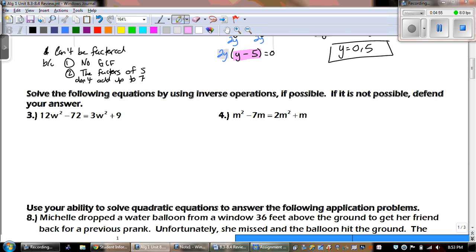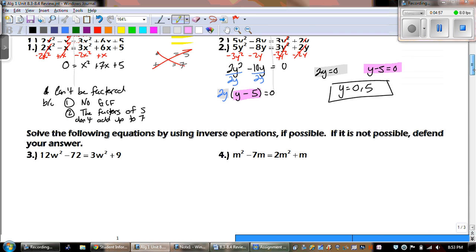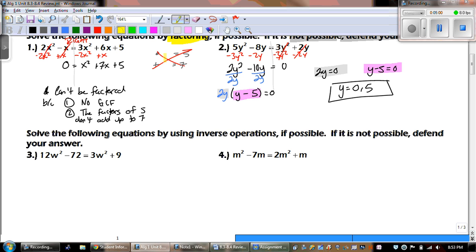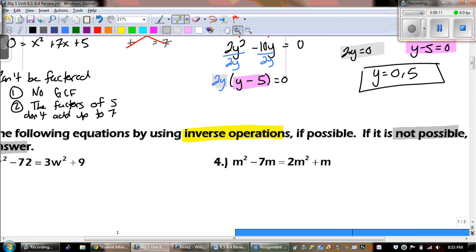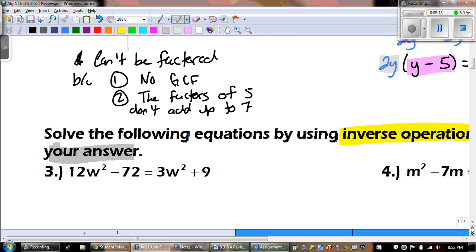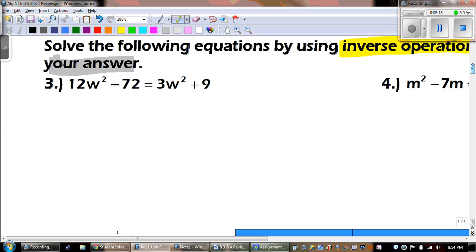Okay, now the next part says that we need to solve the following by inverse operations. So that's the only thing that we can do. And if it's not possible, once again, we have to defend our answers. All right, number 3.